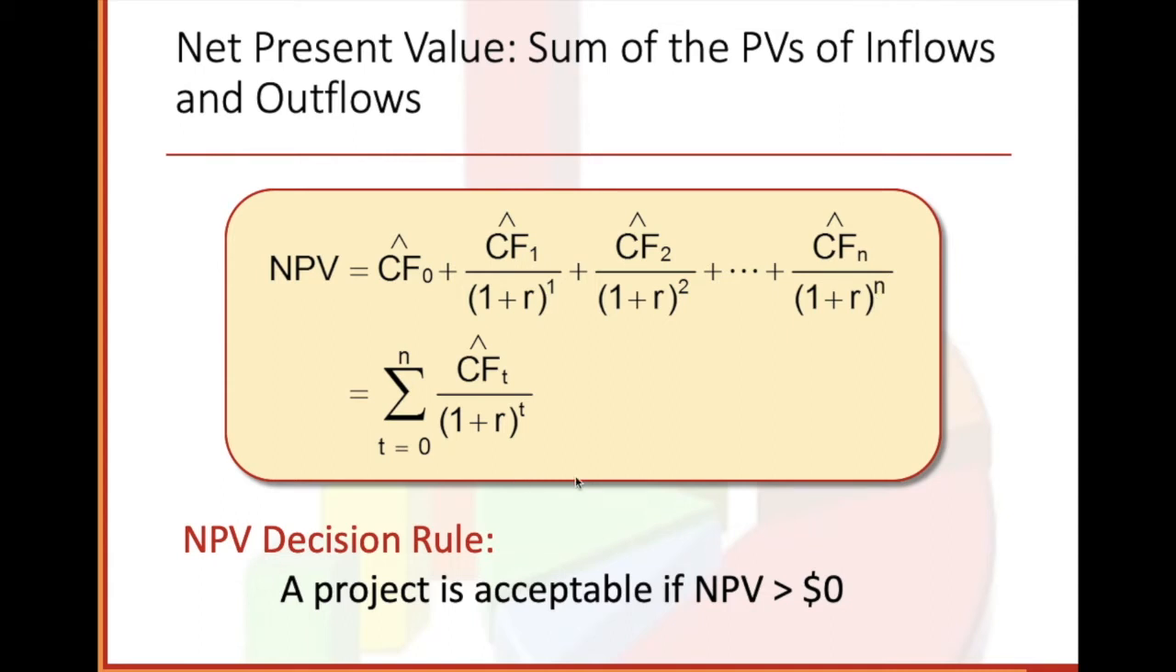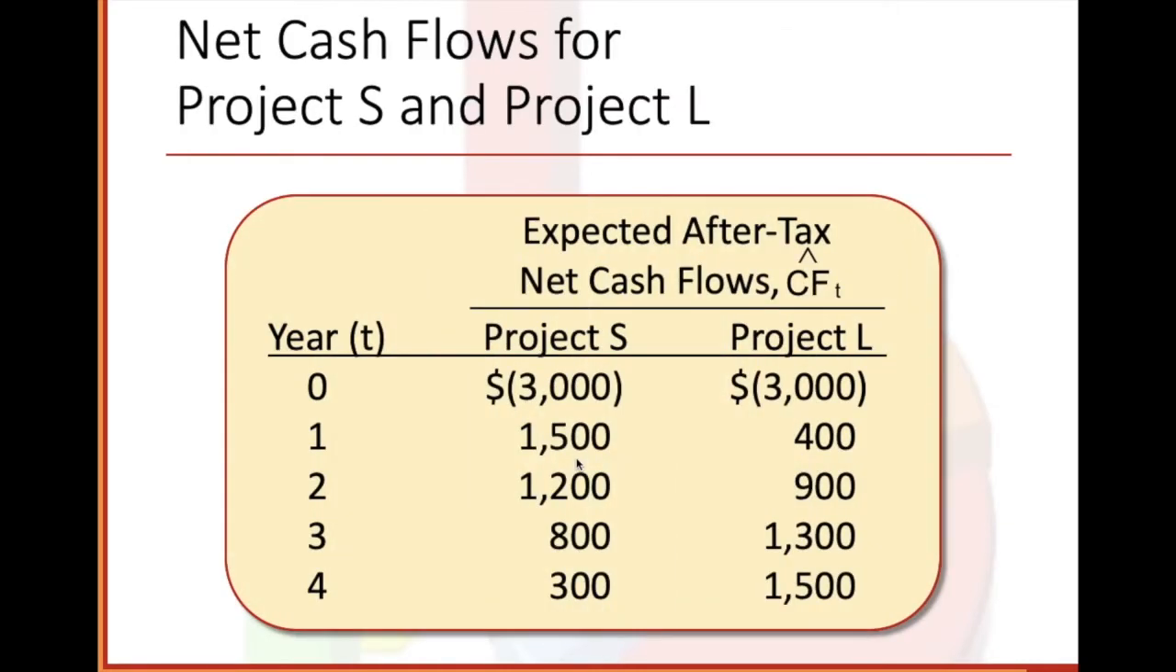Net present value decision rule: a project is acceptable if the net present value is greater than 0. Net cash flows for project S and project L. Here's what it would look like in year 0. We have 3,000, 3,000. These are our cash flows in the future that we start to look at.